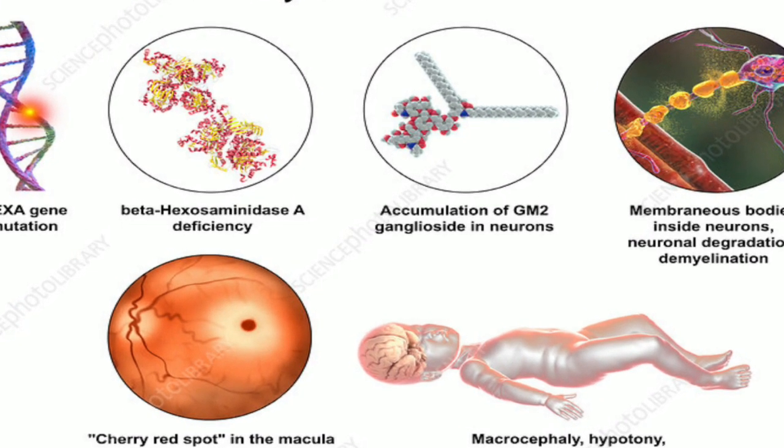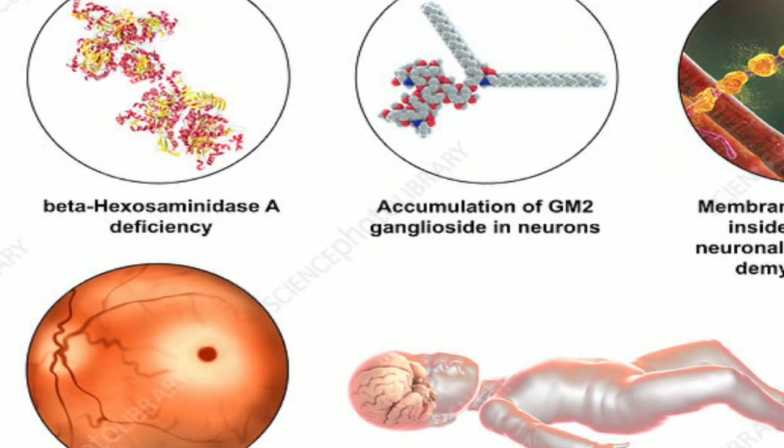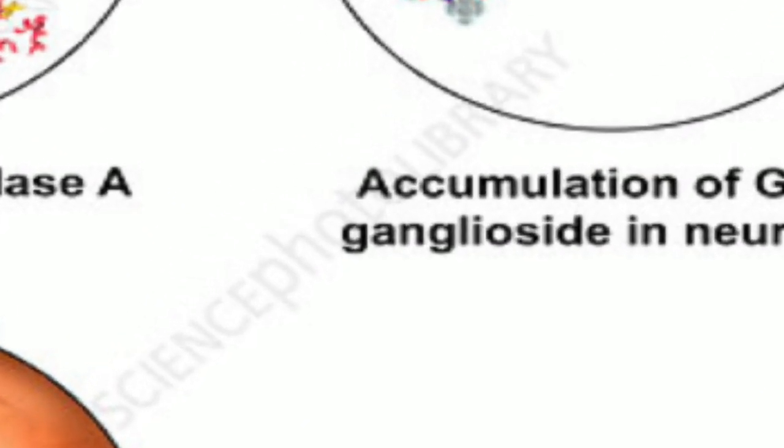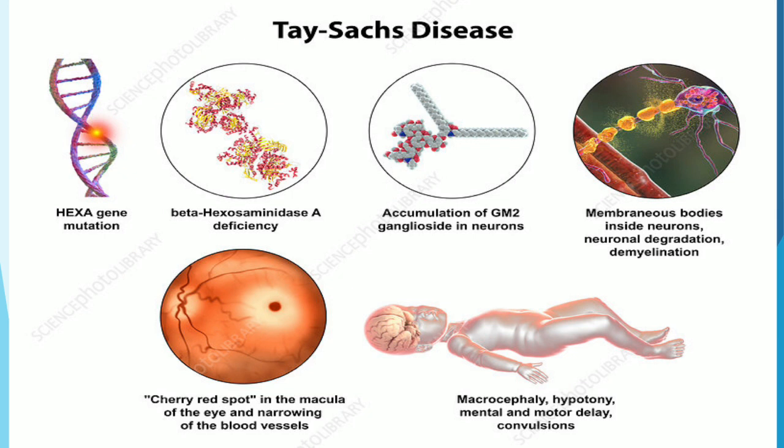demyelination as well. You have a cherry red spot in the macula of the eye, and narrowing of the blood vessels, and the patient manifests with macrocephaly, hypotonia, mental and motor delay, and then convulsions. So this is a metabolic disease.